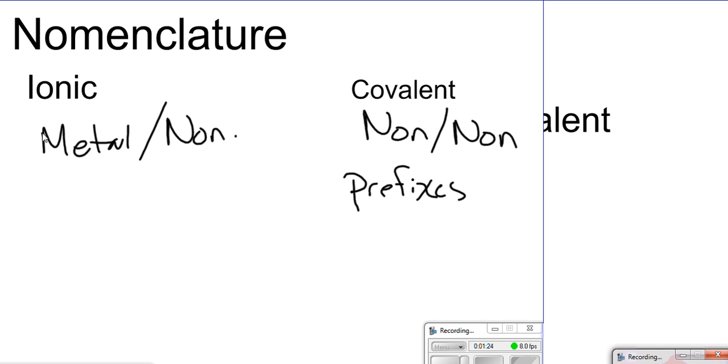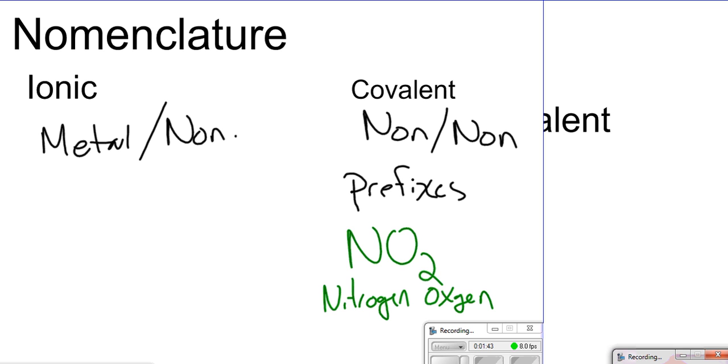So if I have a compound like NO2, I have nitrogen and oxygen. How many nitrogens do I have? I have one, so the prefix would be mono. How many oxygens do I have? I have two. The second element always gets the suffix "ide," so we change oxygen to oxide.